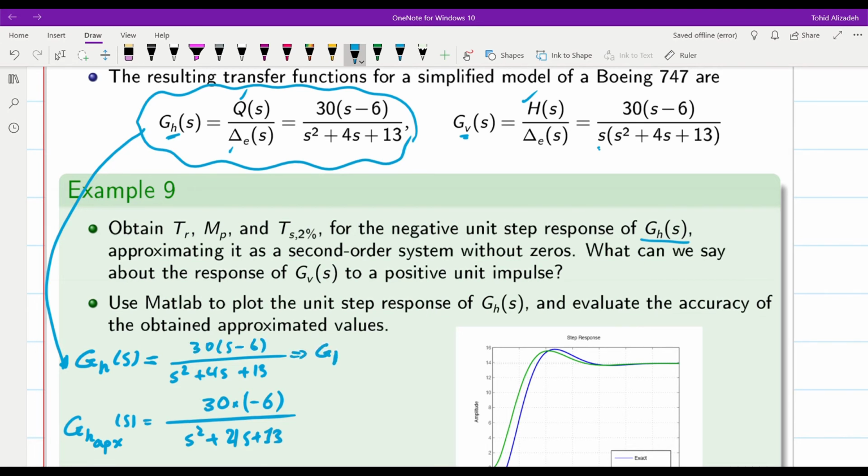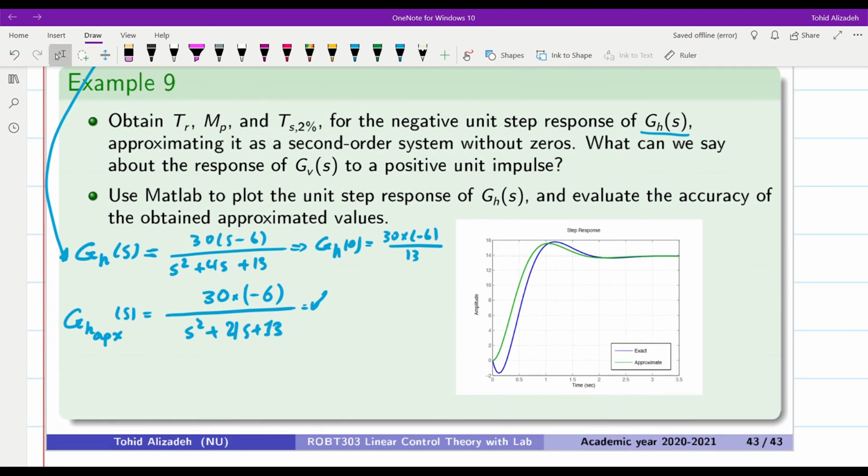So GH at 0, the DC gain over here will be equal to 30 times minus 6 over 13, and it is indeed the same over here. So we keep the DC gain the same, but we kind of remove the additional 0. Then we have a second order system.